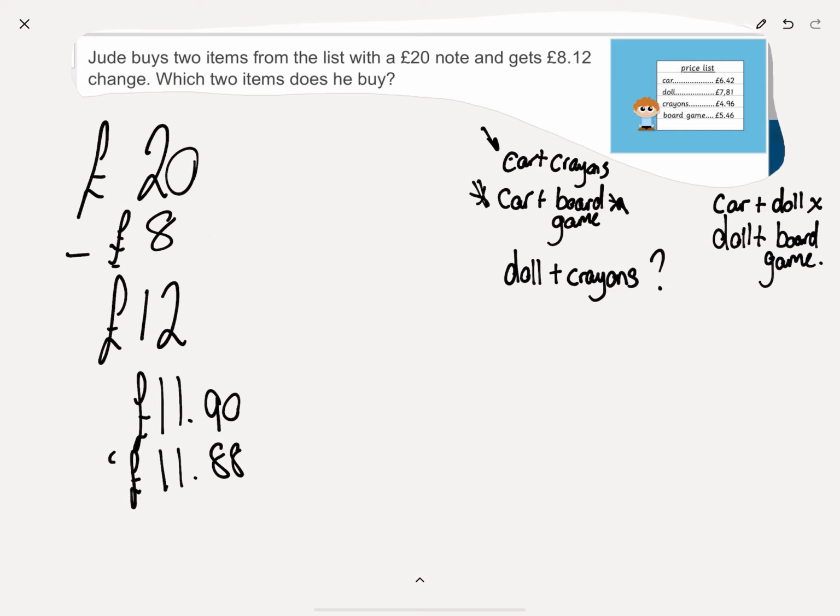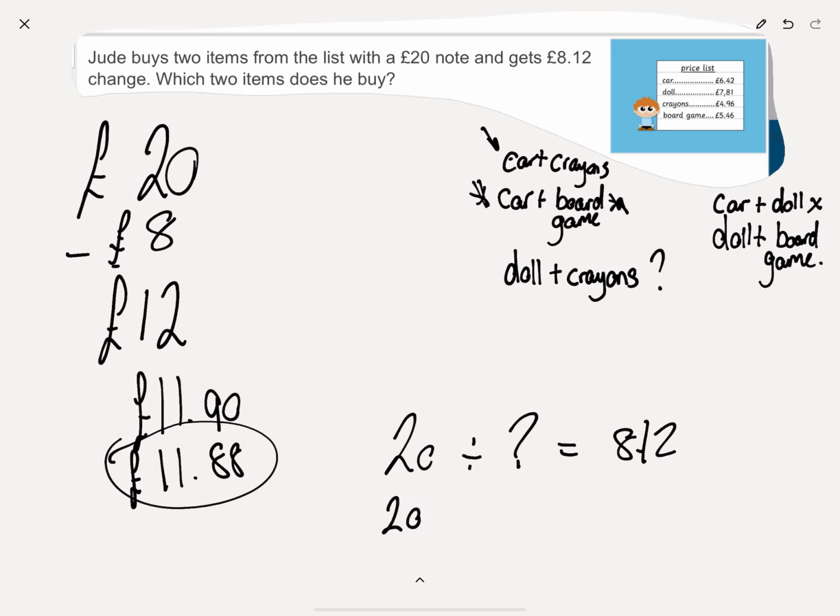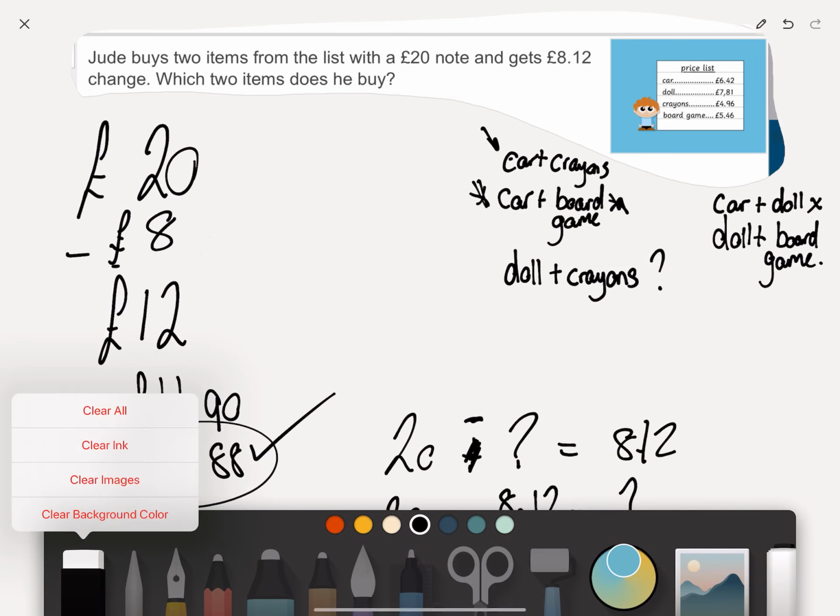Okay, so this here is how much he spent. I've worked that out by doing £20 take £8.12. Okay, so if 20 subtract something equals £8.12, then 20 subtract £8.12 would give you the something. So I've just used the inverse. I've modified the question around to suit my needs. So it's £11.88.